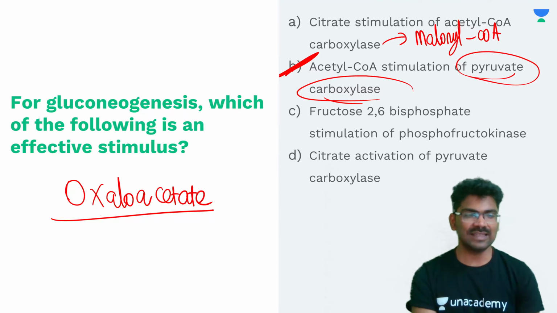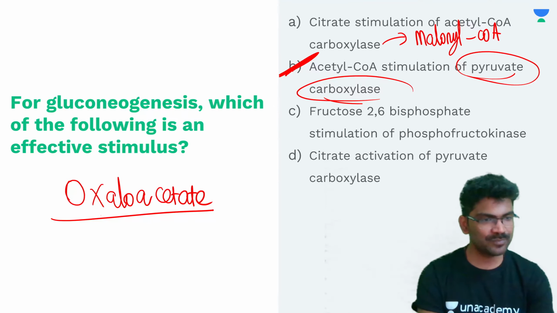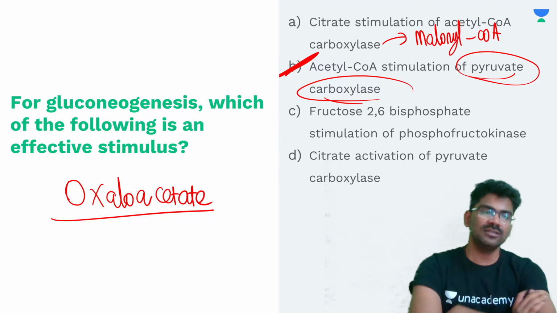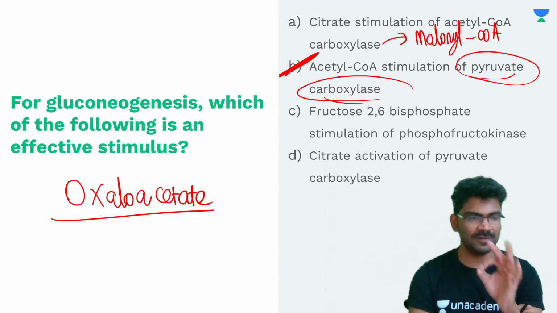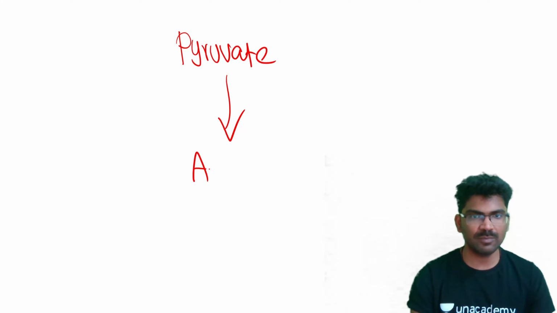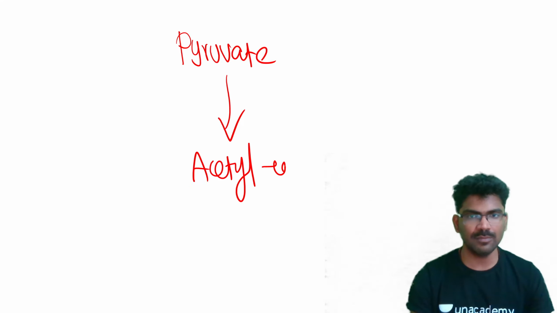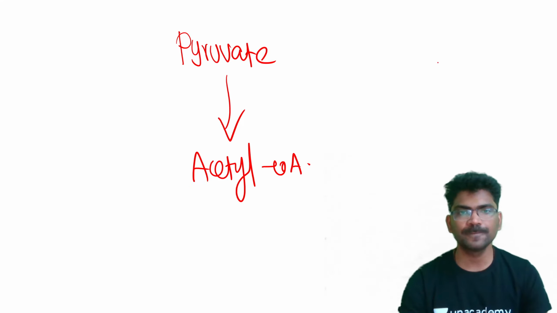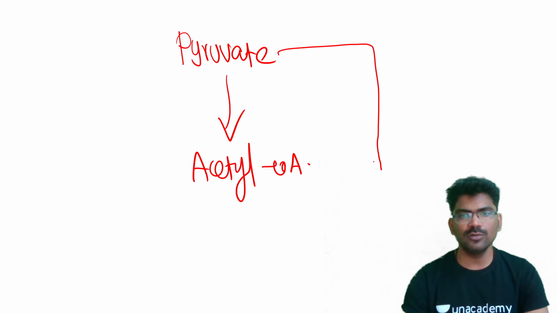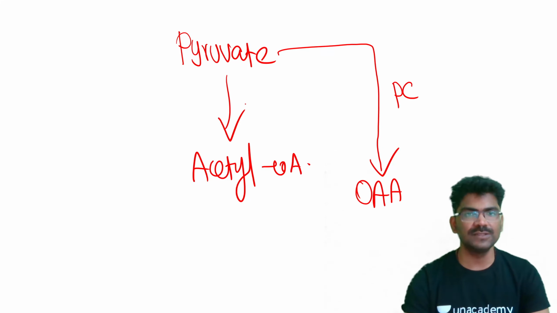Is this clear? Sankeet, Deepan twins, Moksh, is the answer clear? Excellent, Divyaja. You have given the correct answer. So remember, pyruvate is converted into acetyl CoA by pyruvate dehydrogenase enzyme, and pyruvate is converted into oxaloacetate by pyruvate carboxylase enzyme.